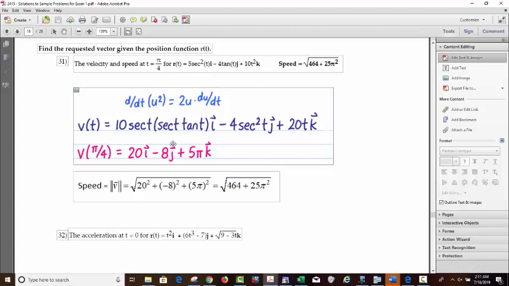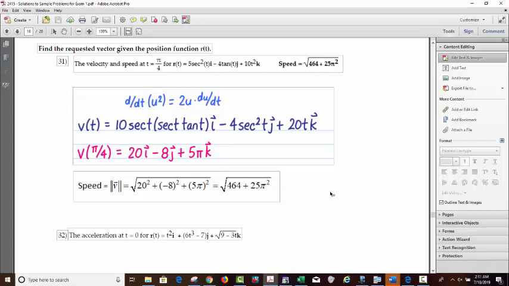So we put in pi over 4. Secant at pi over 4 is 1 over cosine, so it's going to be the square root of 2. And tan of pi over 4 is 1, so you have 10 times the square root of 2 times the square root of 2 times 1, which will make 20. And then here you have the square root of 2 squared, which will be 2. That'll make that one 8. And then you just put in pi over 4, makes that 5 pi. And there's your velocity vector.